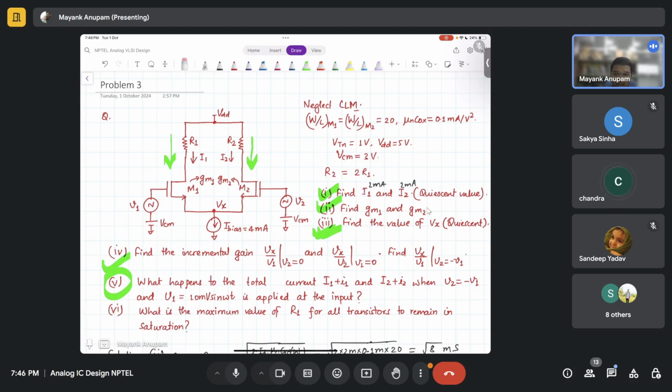Once you learn that, you'll start seeing that certain kinds of configurations always result in certain kinds of behavior. Basically, if it is a common gate situation, then from one side it will look like a 1 over GM kind of resistance, and from the other side it will look like a very high resistance. After a while you will start seeing that it can be replaced with a resistor, and that also comes with practice.